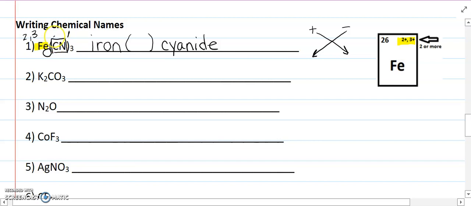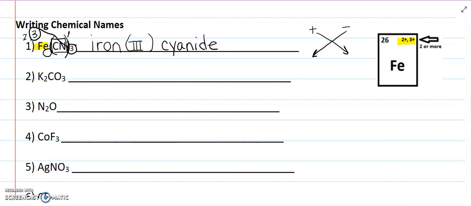With polyatomics, polyatomics are put into parentheses, and the subscript from the metal is going to go on the outside. So here's a 3, and that 3 must mean it comes from iron. So this is going to be iron 3 cyanide.